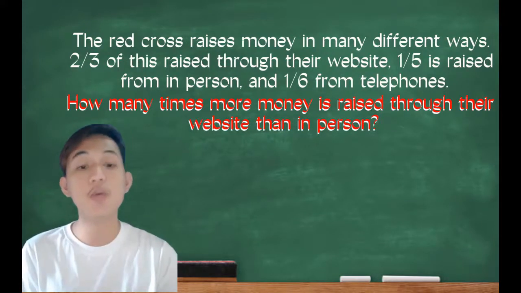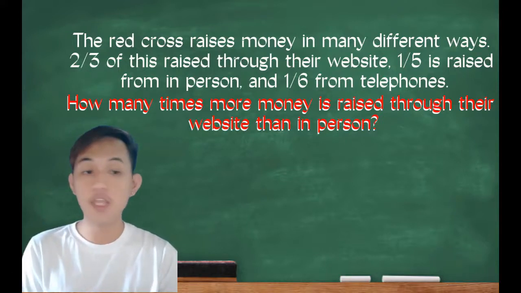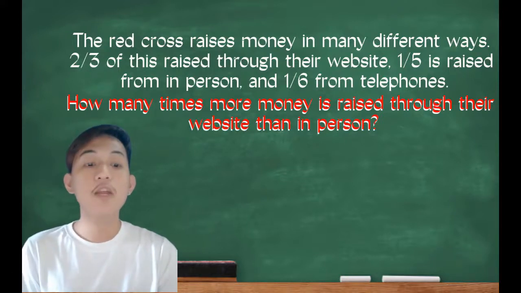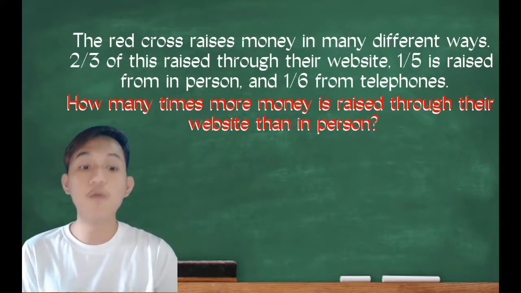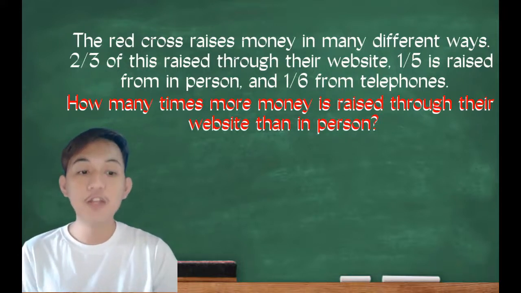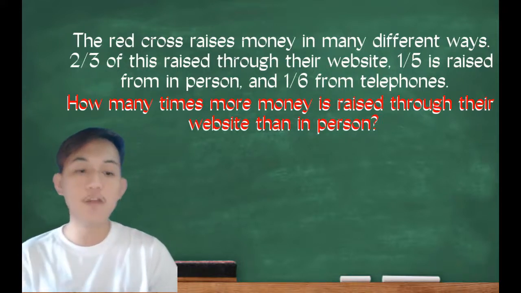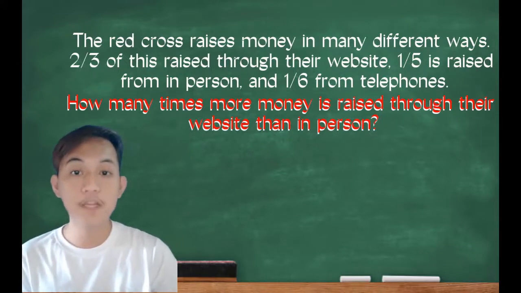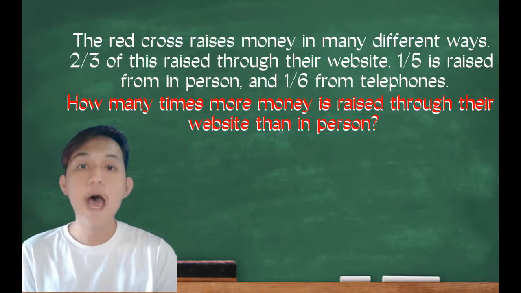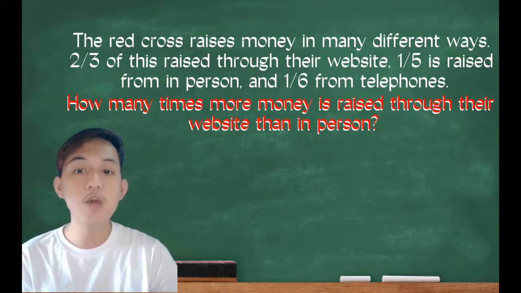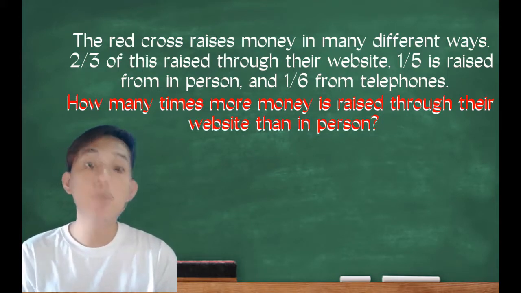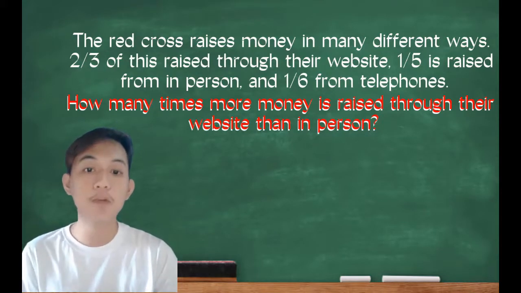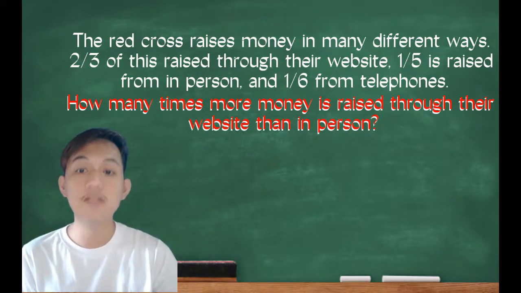Because the question here is so easy to understand, I will proceed to T, which is thought. At this stage, we need to reread the question and find out what operation we're going to use to solve this problem. The problem is the Red Cross raises money in many different ways. 2/3 of this is raised through their website, 1/5 is raised in person, and 1/6 raised by telephone. How many times more money is raised through their website than in person? And because we are looking at how many times more money is raised from their website than in person, the operation we are going to use is division.